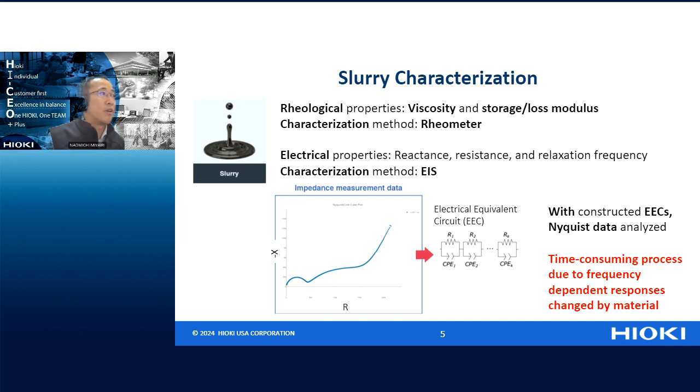And this graph is an example of a nice plot with EIS, and the x-axis is resistance, and the y-axis is reactance. So materials in the slurry exhibit a distinctive frequency response, and by analyzing this plot, we can get more insight into slurry characteristics.